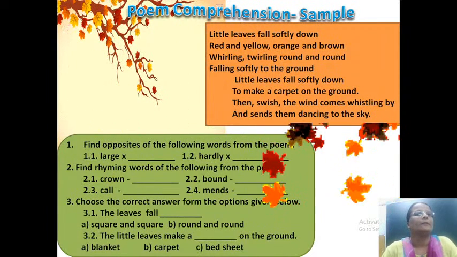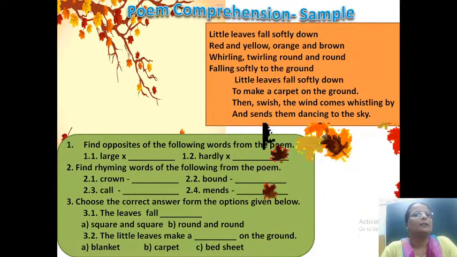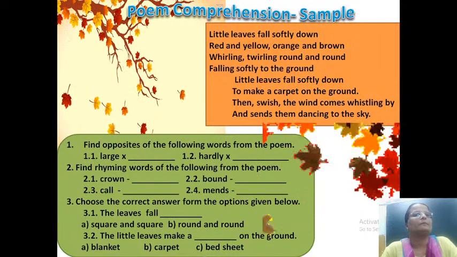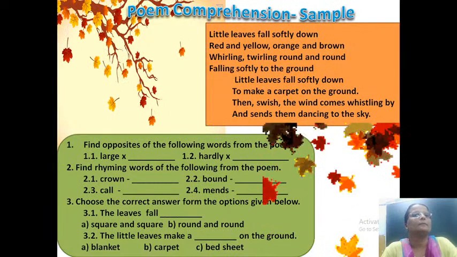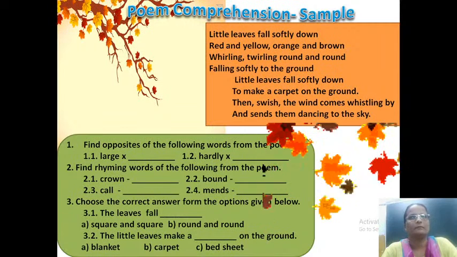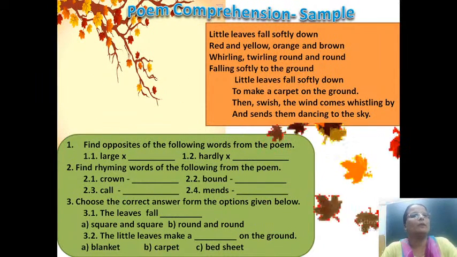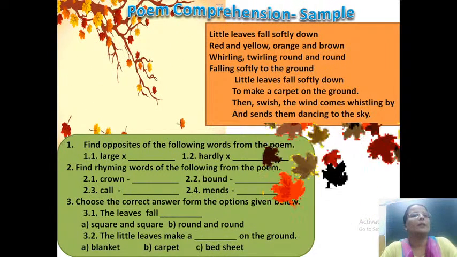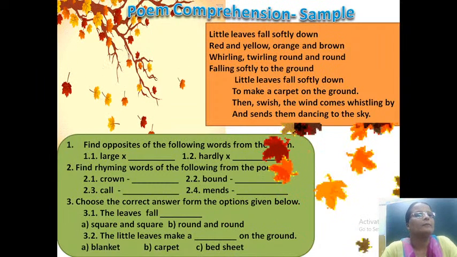Okay, one child has completed, 2 children. When I see 3 children, I will start the exercise. Now almost 5 minutes is over after I have given the poem. Okay, 3 children.